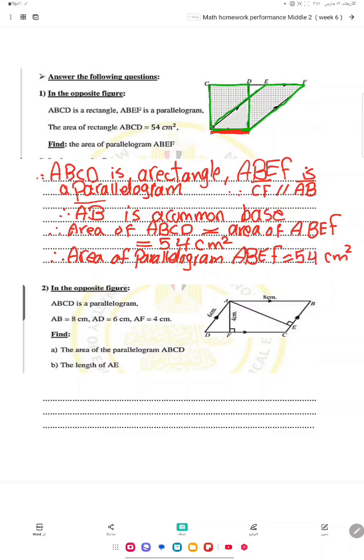Question number 2. In the opposite figure, ABCD is a parallelogram. AB equals 8 centimeter, AD equals 6, and AF equals 4 centimeter. Find the area of parallelogram ABCD and the length of AE.